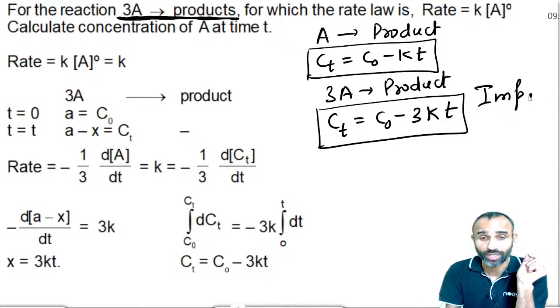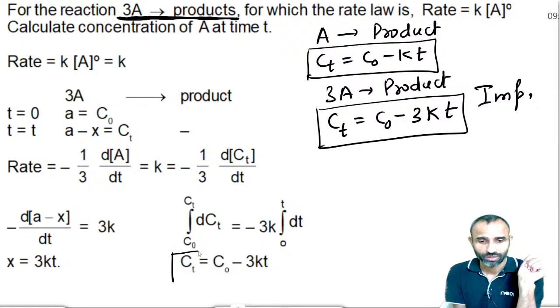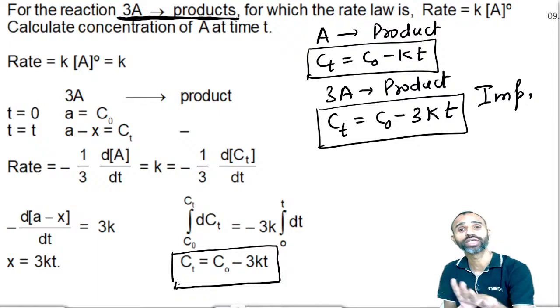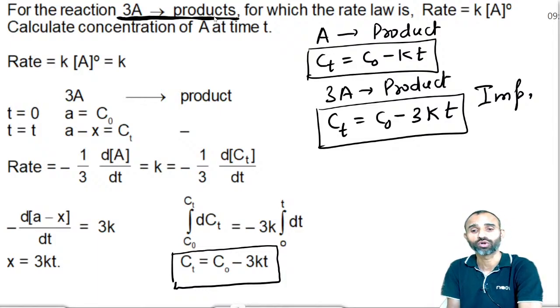Also important. See, this is a complete derivation. Ct comes out to be C naught minus 3Kt, if it is A going to 2 products for a zero order reaction.